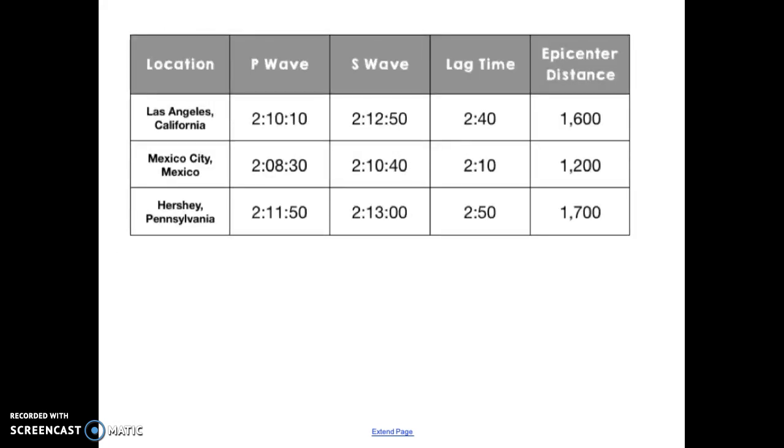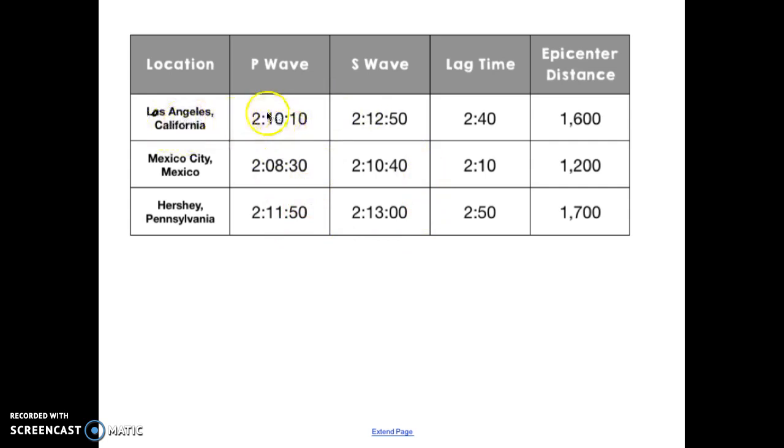Here's a table that shows 3 different cities that felt an earthquake. So an earthquake occurred, and Los Angeles, Mexico City, and Hershey, Pennsylvania were all able to feel this earthquake. This does not mean that the people felt it, but the seismic stations were able to detect it with their seismograms. Here is all of the data provided.